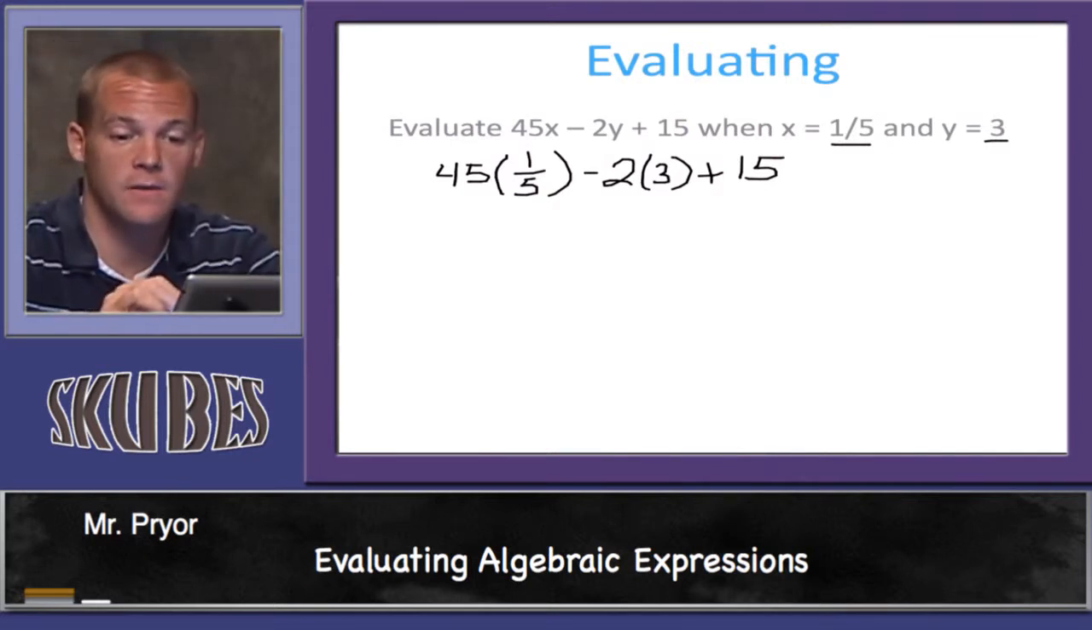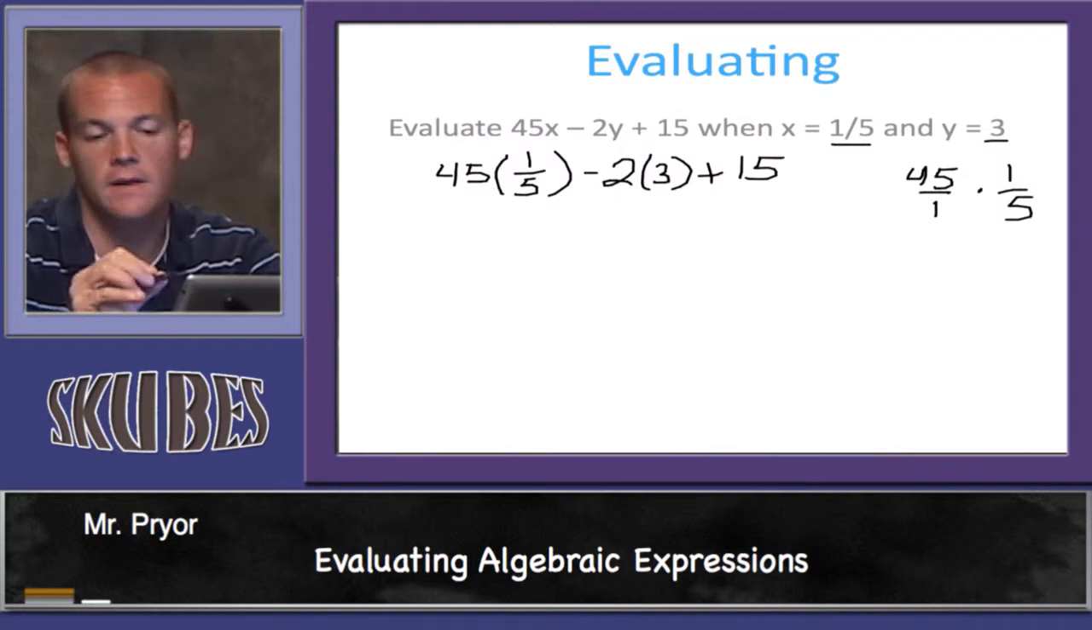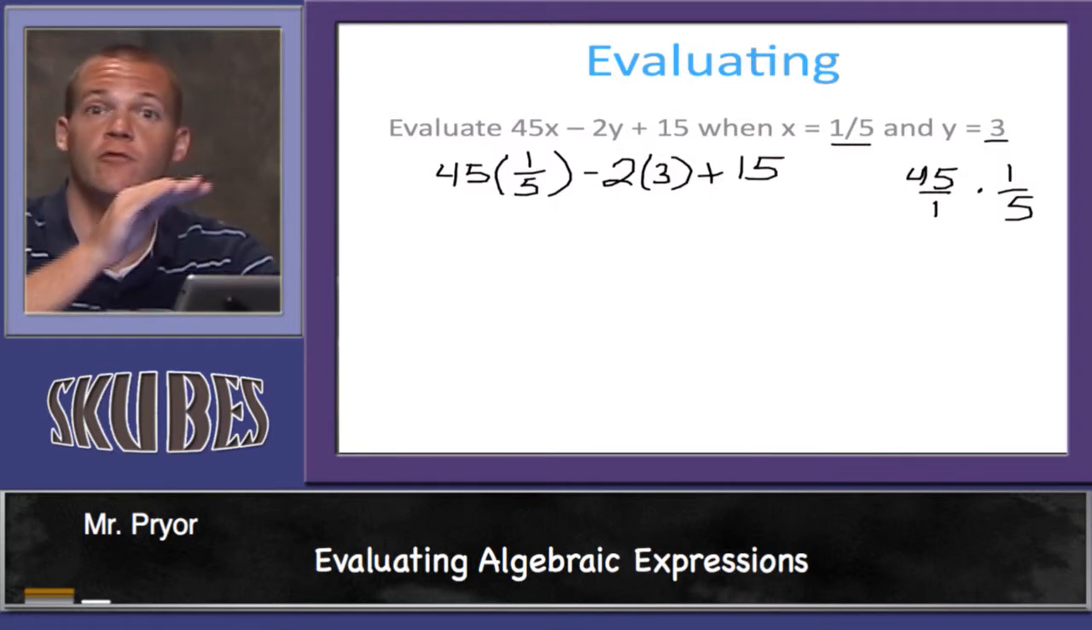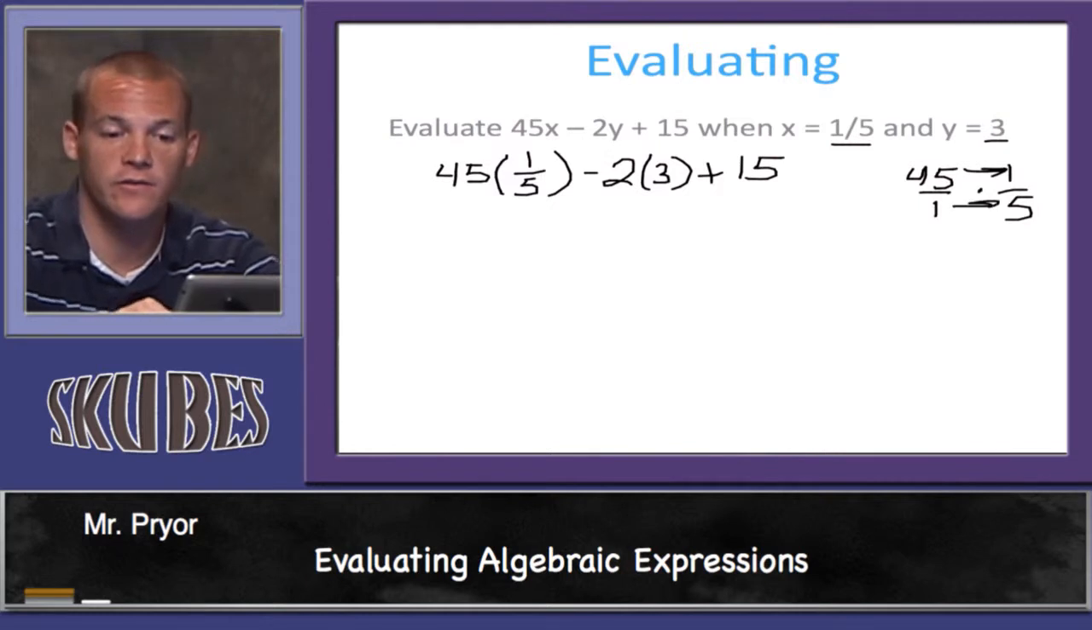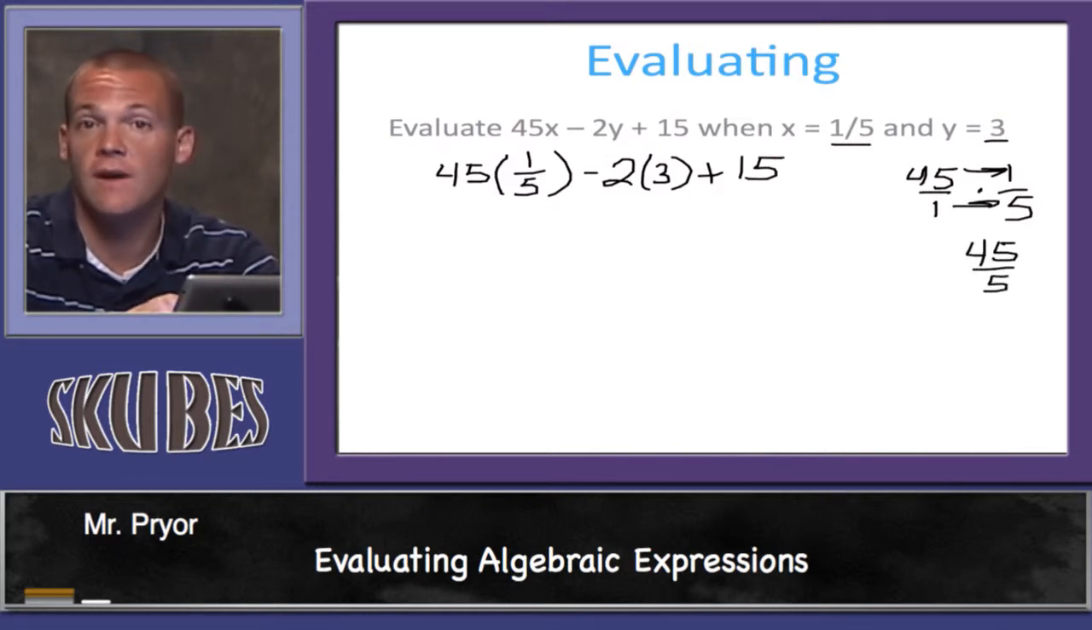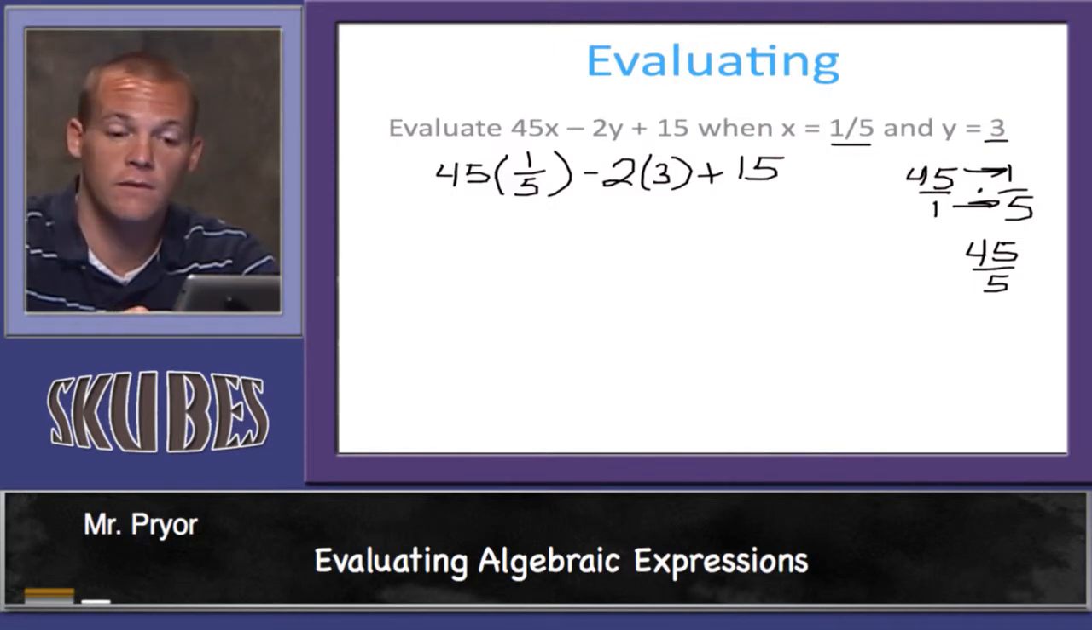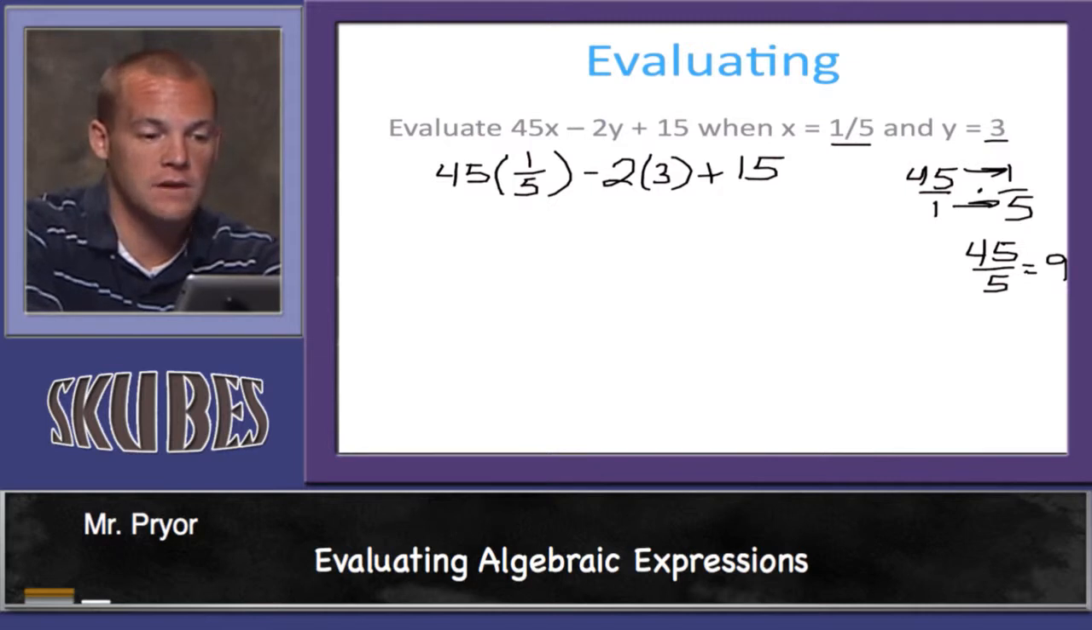So off to the side, you might want to do some scratch math. 45 over 1 times 1/5. When you do multiplication of fractions, you multiply straight across the numerator, straight across the denominator. So we're going to end up with 45 over 5, which means 45 divided by 5. 45 divided by 5 is 9. So that part of the problem becomes 9.